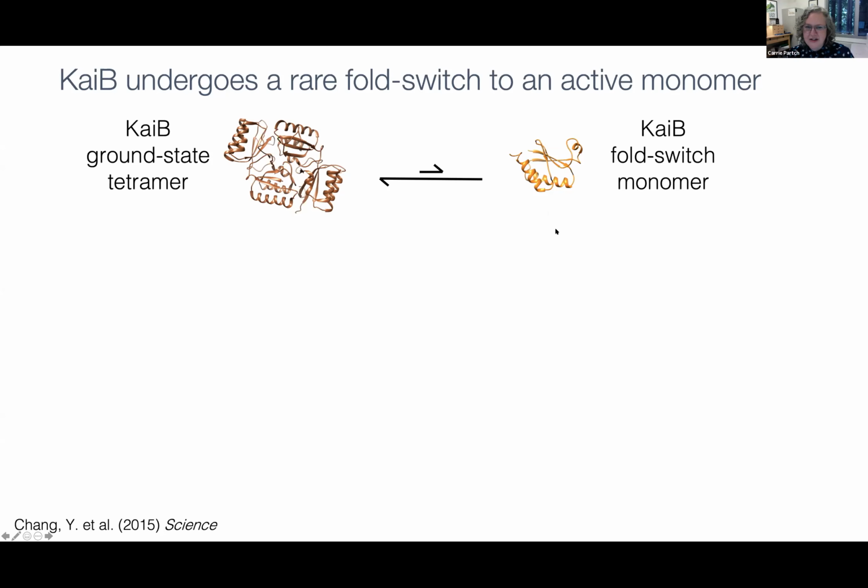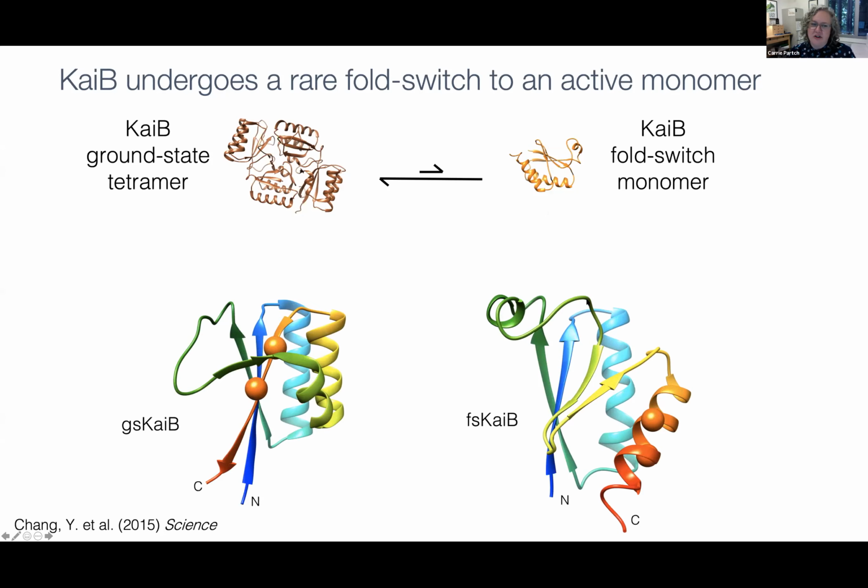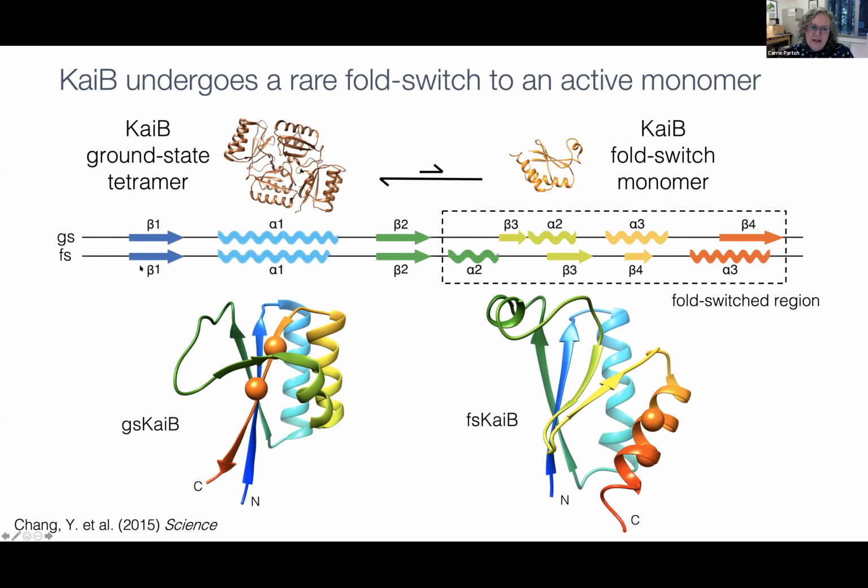And so in this current configuration I'm showing, it might not be incredibly easy to see how these structures are different. So I'll put them here and color them similarly. So you can see that the N terminus of both the ground state and the fold state conformations are identical. And it's really about halfway through the protein where you can see that what was a helix becomes a strand and vice versa. This completely undergoes a fold switch.